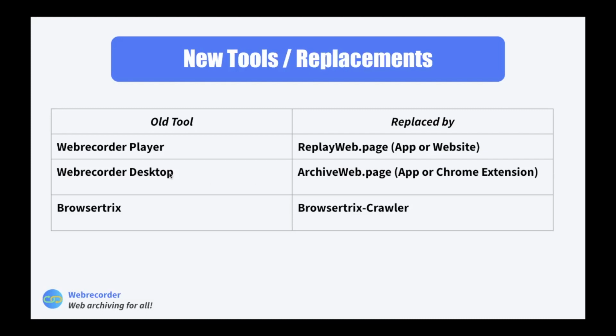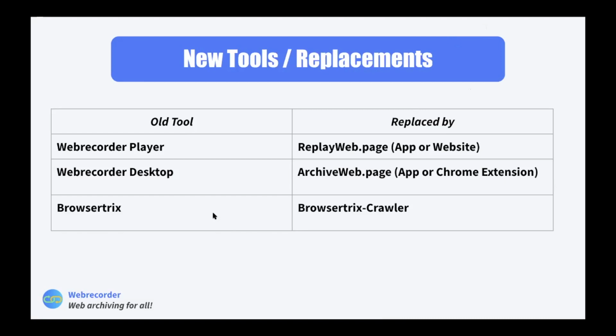More recently, just announced I think last community call, we have the Archiveweb.page system, which builds on the Replayweb.page system, which is for replay, and that is available as both a Chrome extension and a desktop app. That is actually replacing the current Webrecorder desktop system. So if you're using Webrecorder desktop, the recommended path is to migrate to the Chrome extension or the just recently released desktop app.